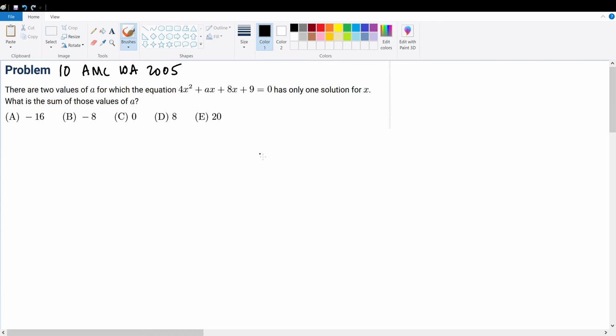AMC 10A 2005 problem 10. There are two values for a for which the equation 4x squared plus ax plus 8x plus 9 equals 0 has only one solution for x. What is the sum of those values of a?